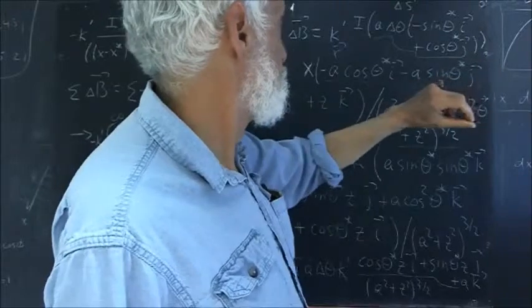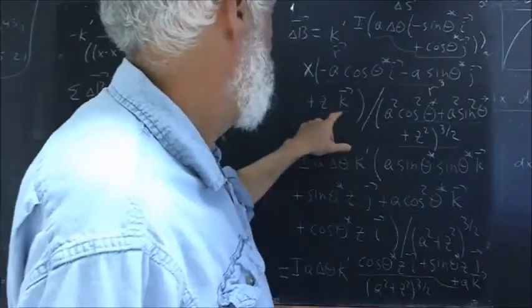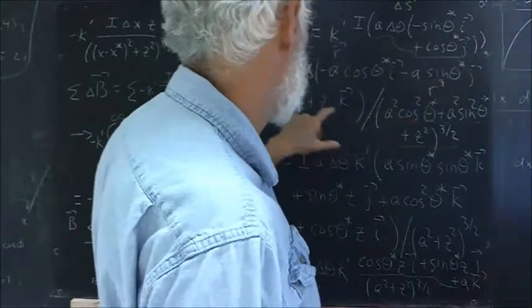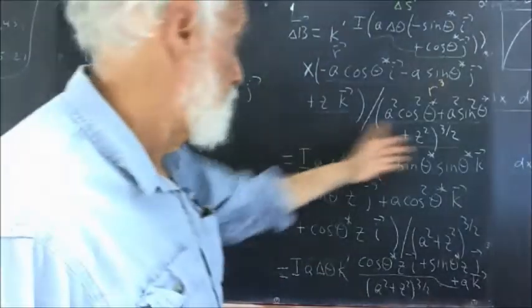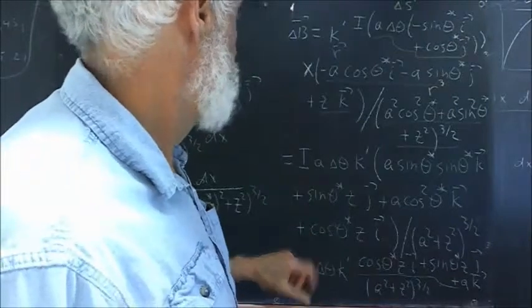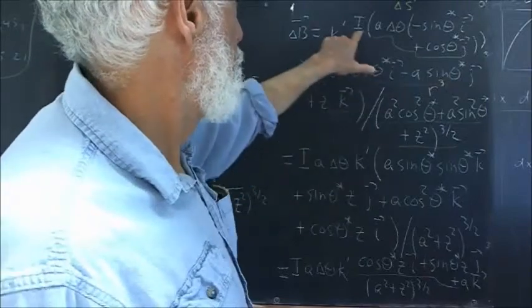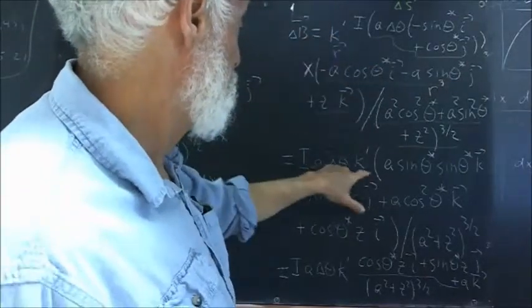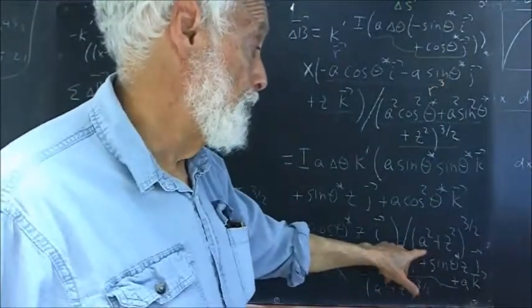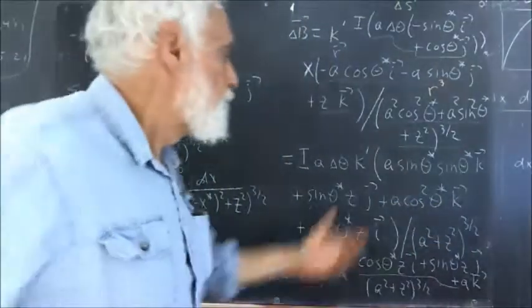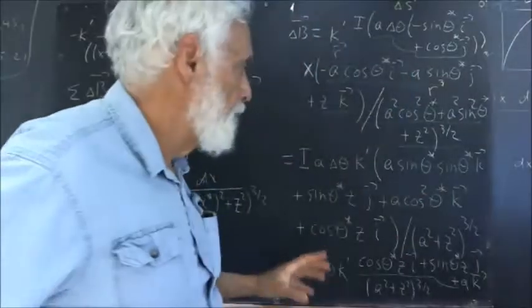And then the J cross K is just I. So we're going to have cosine theta star times Z times the I vector. So that's our numerator. Now we've again factored out the a delta theta here, and the I, of course, is already pretty much factored out in the K prime. And here's what we've got left in the numerator, and here's our denominator as discussed before, a squared plus z squared to the 3/2. It's an easy step of simplification.